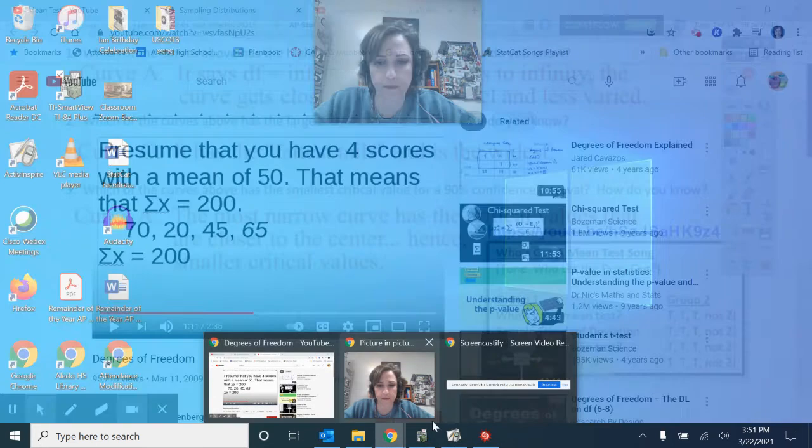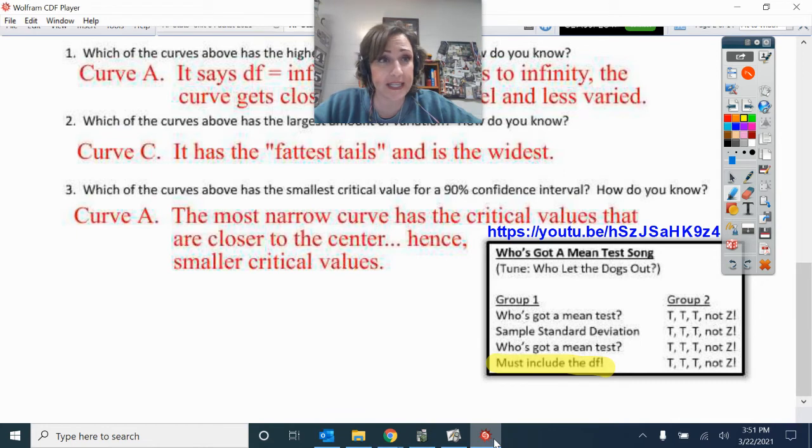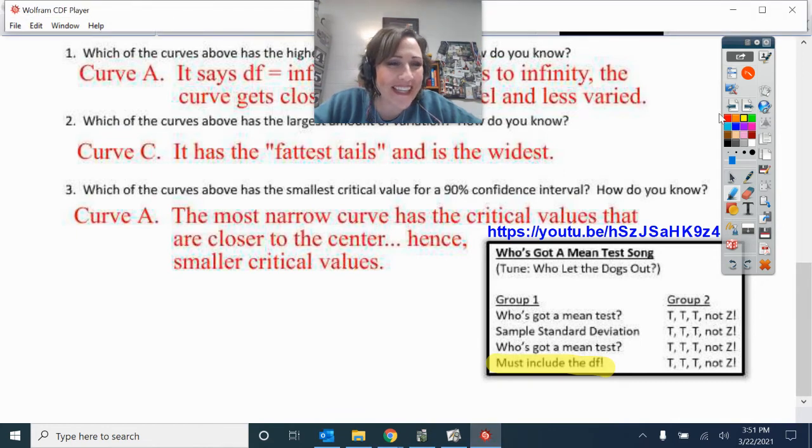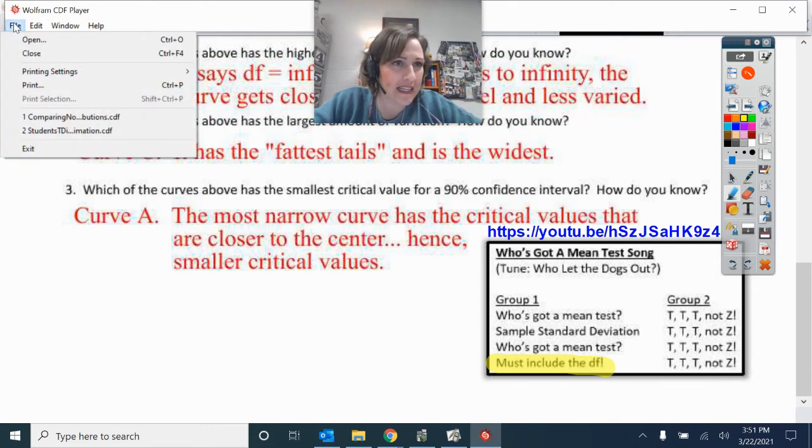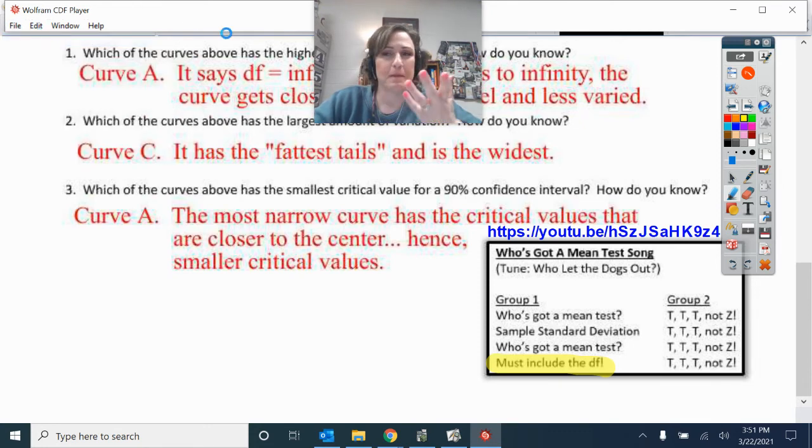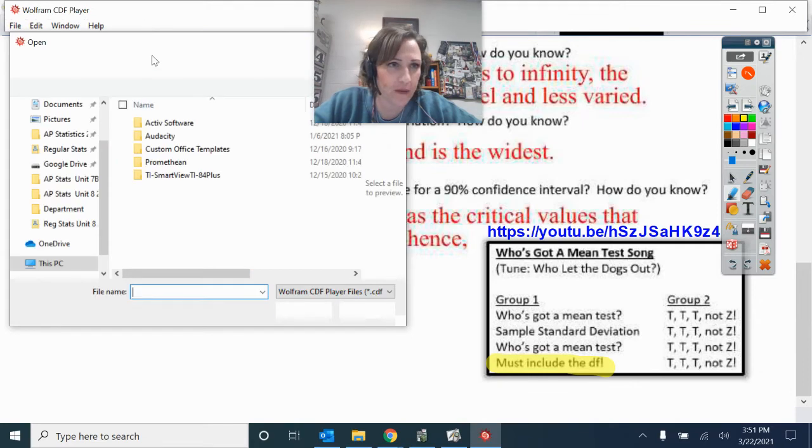So here we go. Oh, I wanted to show you. I had this here. Let's see if I can get this to open up. Let's see. All right, here we go. Oh, I don't know. Let's see.